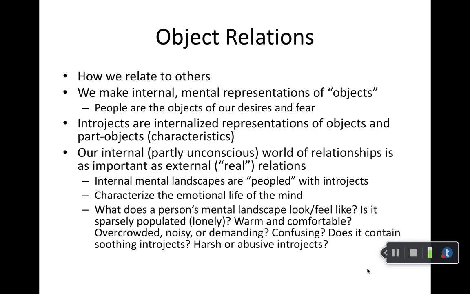And these theories are not too far from other psychodynamic theories because they're focused mostly on what goes on in the mind of an individual. They focus on introjects, which are the internalized representations of objects and part objects. So that means an introject can represent a person, an object, or a characteristic of a person, like kindness or irritability. Those are part objects. And the theorists say that our internal, partly unconscious world of relationships is at least as important as the external, real relationships they represent.